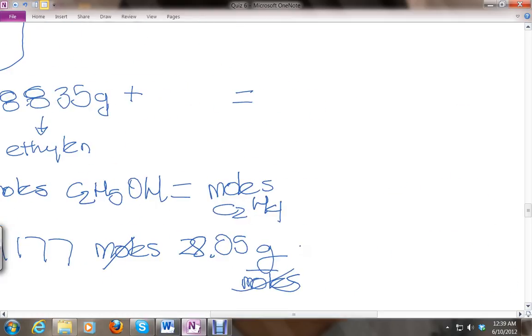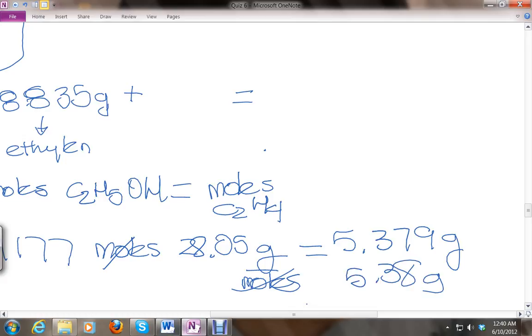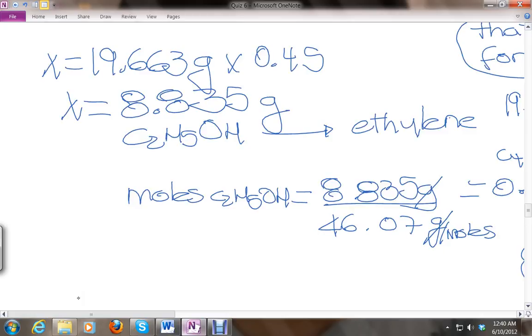And that is going to give me equal 5.379. Of course, with 3 sig figs, it's 538 grams, and that was the answer. And a lot of you were not able to get it.